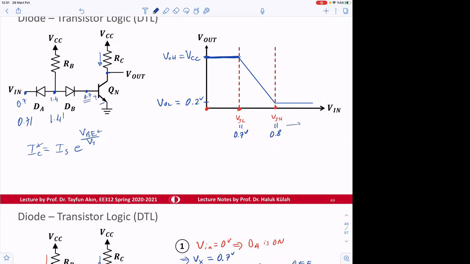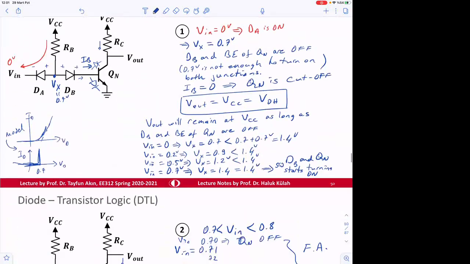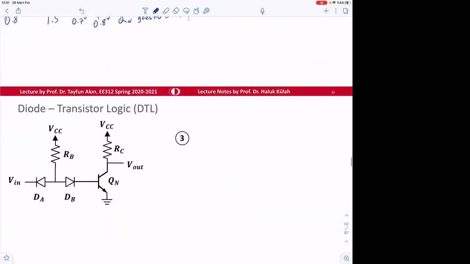If we keep increasing the voltage here, what happens? Maybe that's the third case: if Vin is larger than 0.8 volt, what is Vx? Let's say Vin is equal to 0.9.